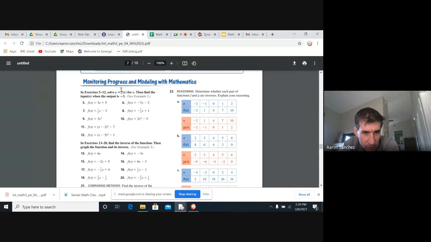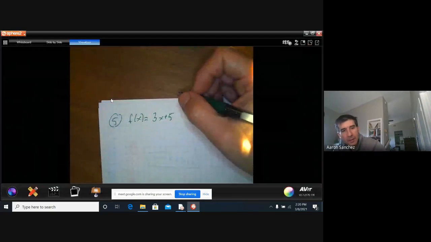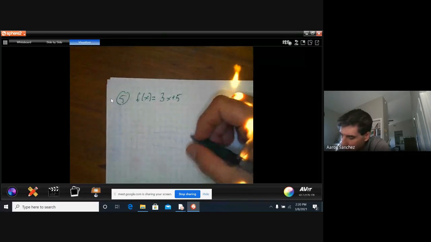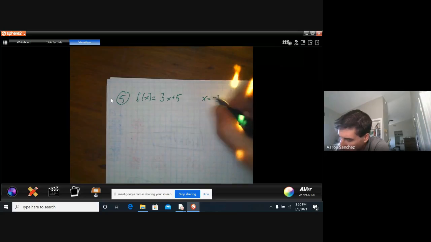In exercises 5 through 12, solve y equals f of x for x. Then find the inputs and the outputs of -3. Each of these takes a little bit of time. All it's saying is switch the x and the y. Let's look at our first function. Number 5 says f of x equals 3x plus 5. They want us to plug in x equals -3. So let's plug in -3 here.